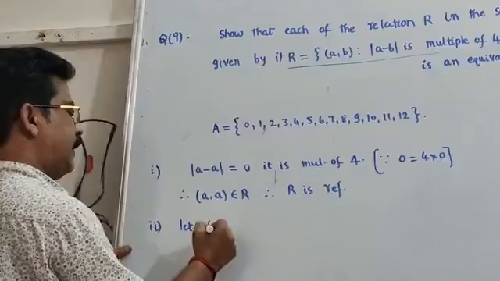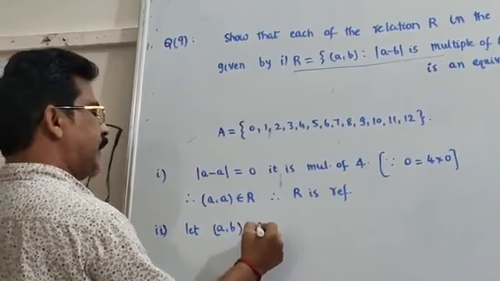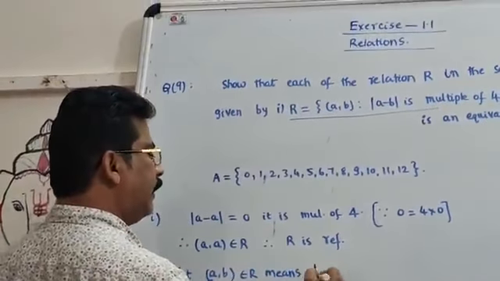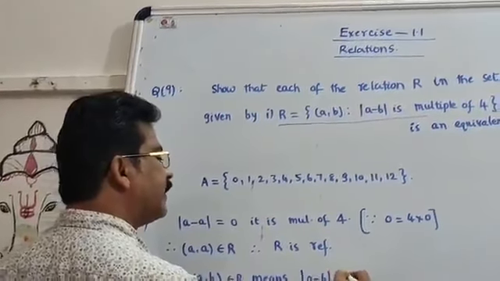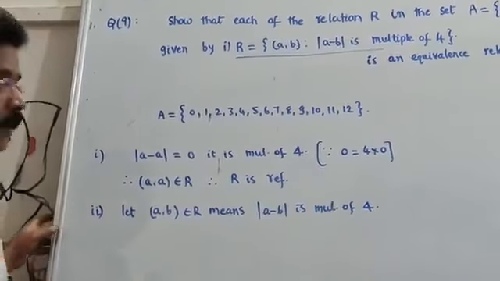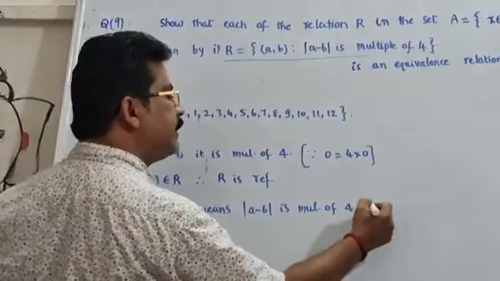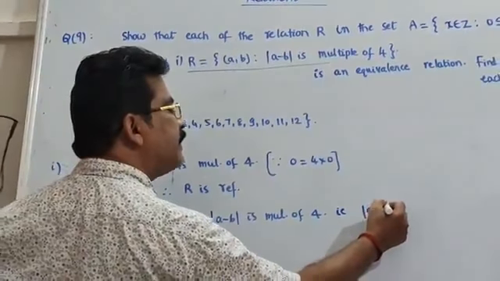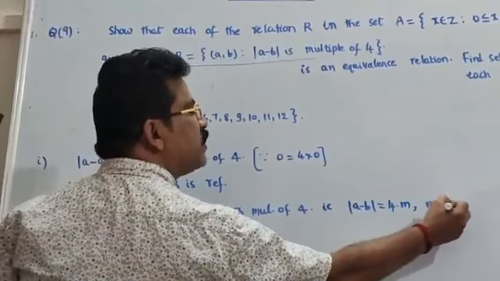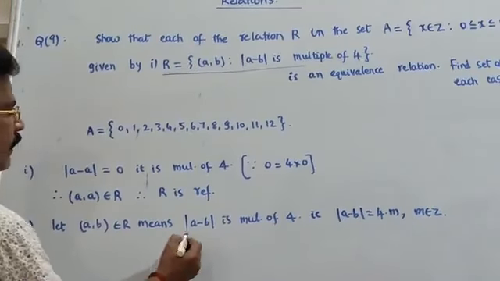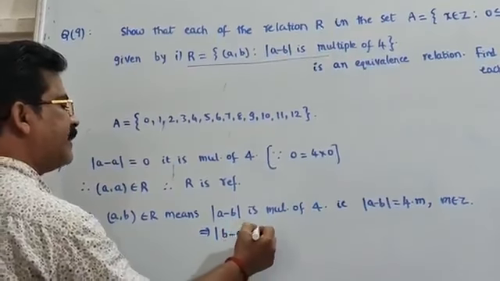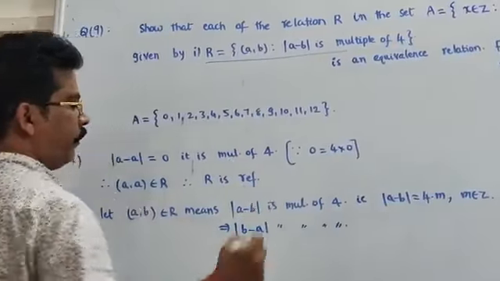Next, symmetric. Number 2, symmetric. Let the ordered pair (a, b) belong to capital R. Means modulus of a minus b is a multiple of 4. Multiple of 4 means that modulus of a minus b is equal to 4 into m, where m belongs to Z. So whenever modulus of a minus b is a multiple of 4, modulus of b minus a is also a multiple of 4.